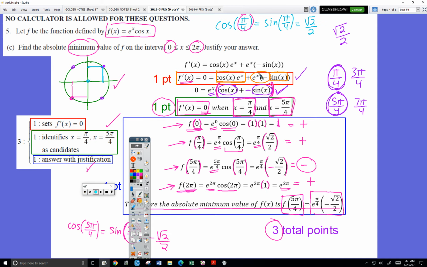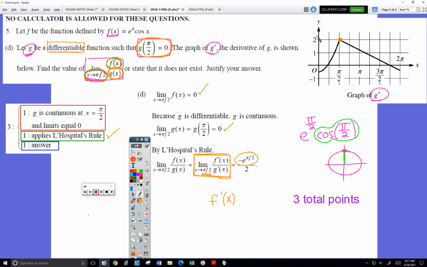When x is close to pi over 2 for g prime, the y value is definitely getting very close to 2. That's why this is the value of the limit. I think I could have earned that point as well, so I probably would have gotten 2 out of 3. I just wouldn't have had the other details necessary to get 3 out of 3.